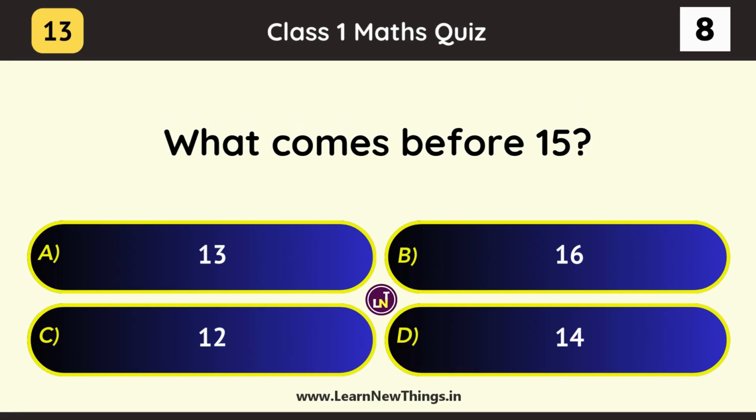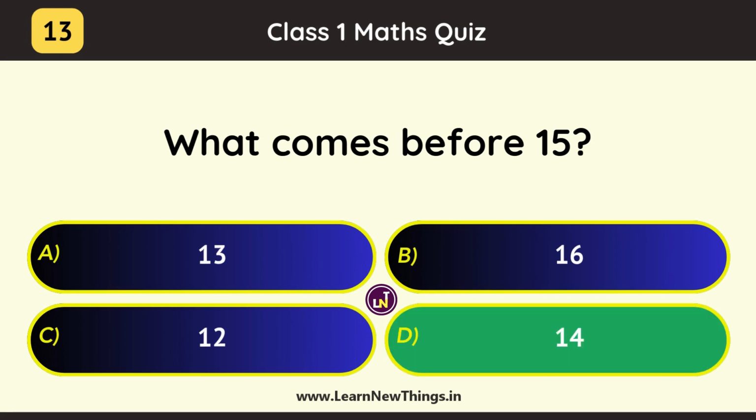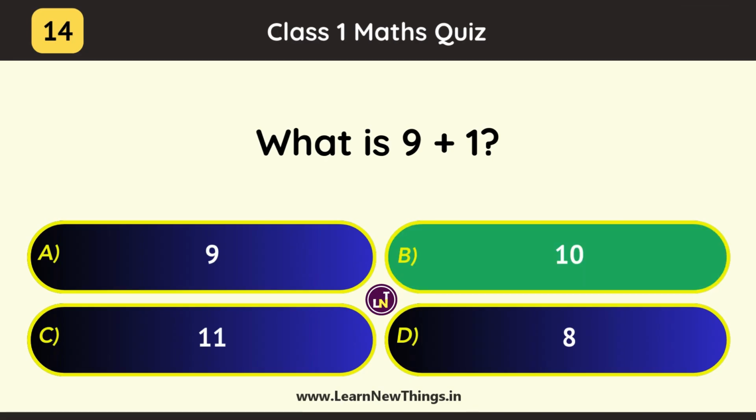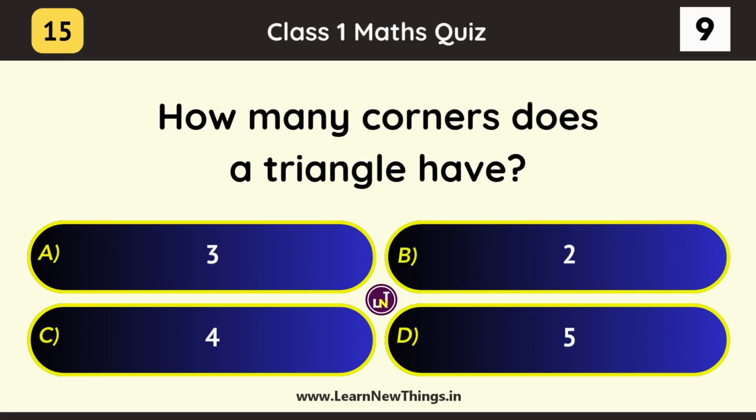What comes before 15? 14. What is 9 plus 1? 10. How many corners does a triangle have? 3.